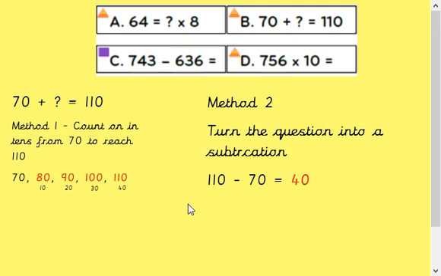Second method, you might want to turn it into a subtraction, juggle the order of the sentence. So I'm going to turn this into 110 take away 70. So 110 take away 70. If I count back, my answer then would be 40 again.